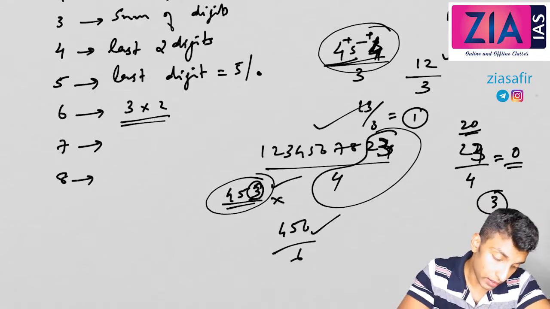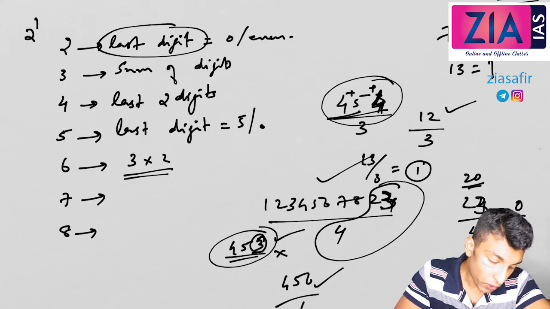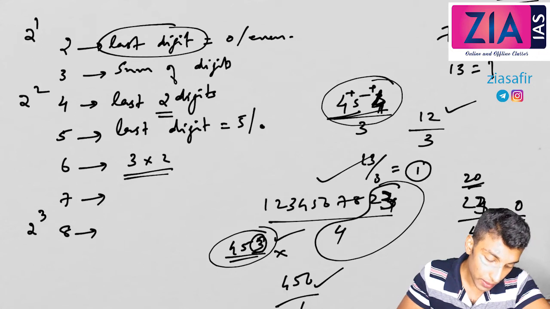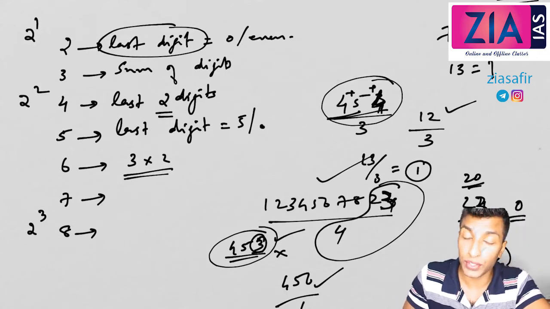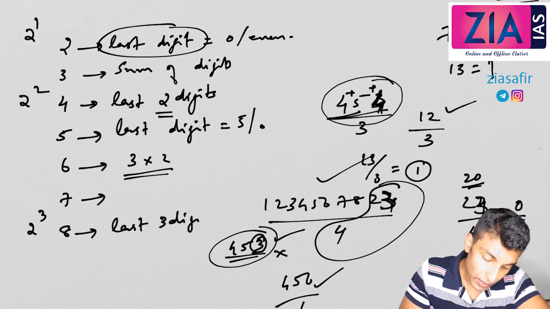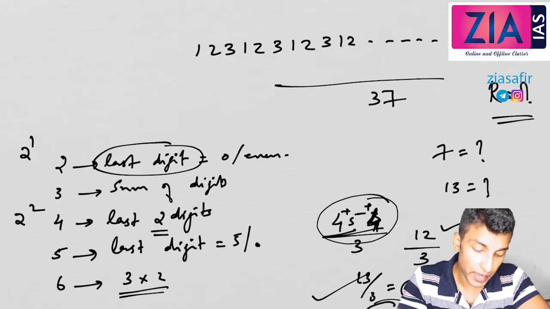See here, 2 is the last digit. So 2 is basically 2 raised to 1. 4 is 2 raised to 2, so the last 2 digits. 8 is 2 raised to 3, so the last 3 digits. Okay, so you need to check whether the last 3 digits are divisible by 8 or not.